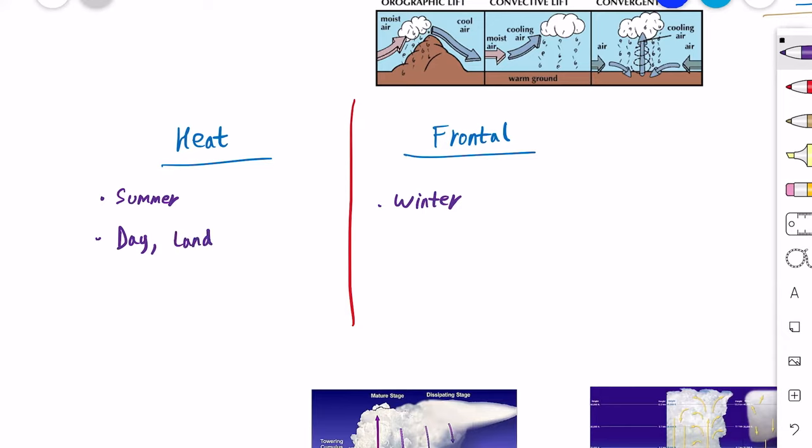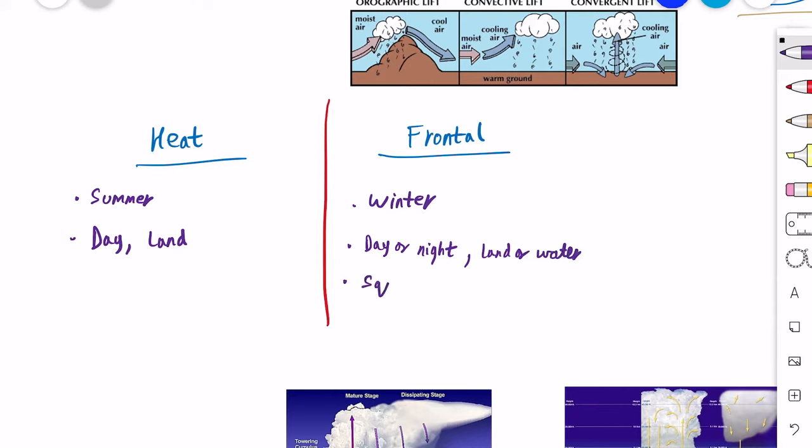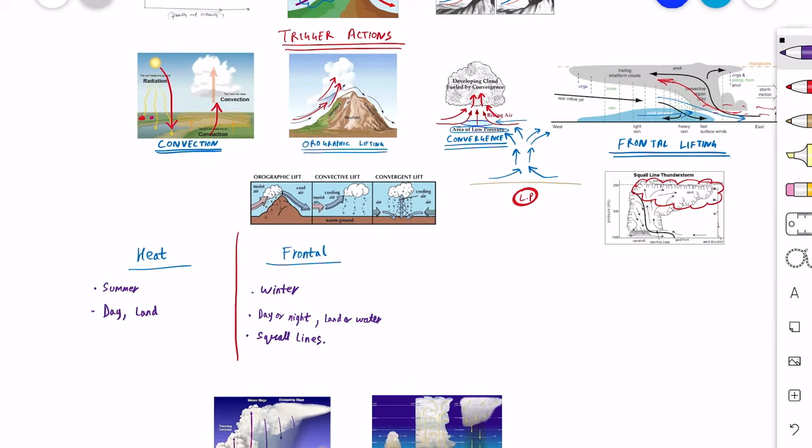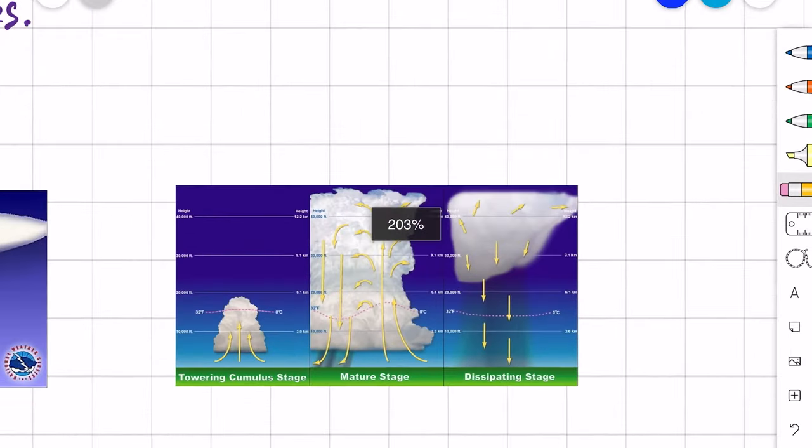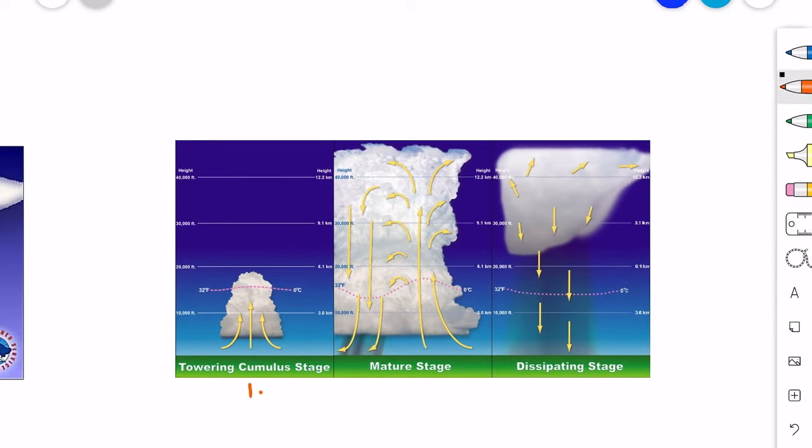Whereas the frontal type can form both on land and water and are formed in a line. These were known as squall lines. Okay, done. Now we saw the different trigger actions. Next, we'll study the stages of a thunderstorm formation. So there are three stages: the cumulus or the initial stage, the mature stage, and the dissipating stage. Let's talk about all these separately.